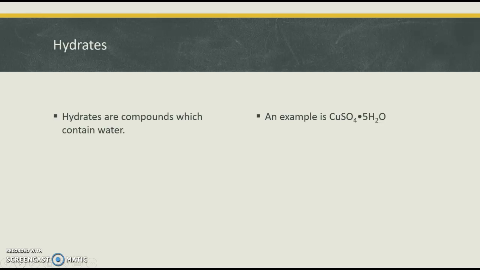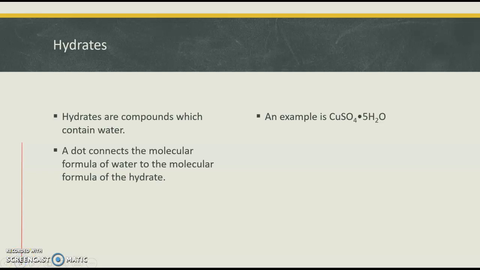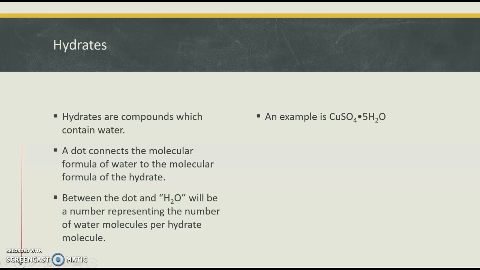An example of this would be copper 2 sulfate pentahydrate. A dot connects the molecular formula of water to the molecular formula of the hydrate. Between the dot and the water will be a number representing the number of water molecules per hydrate molecule. So there are going to be 5 water molecules for each molecule of copper 2 sulfate in this sample.